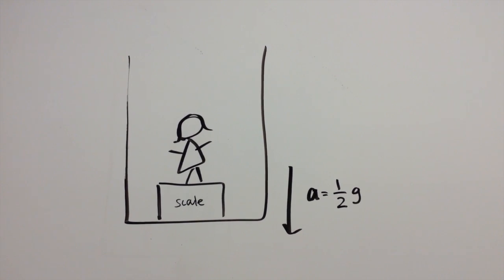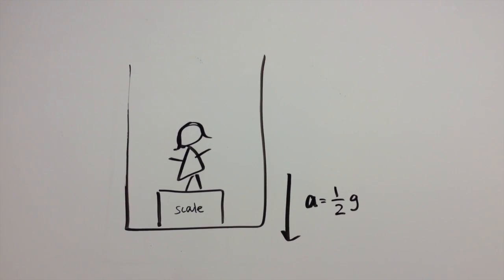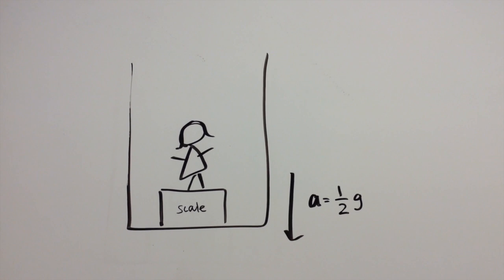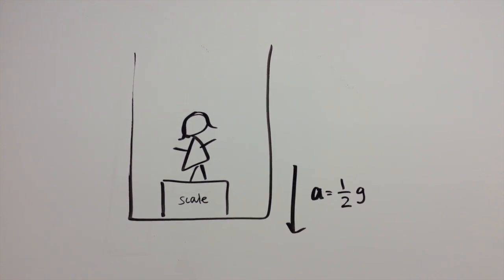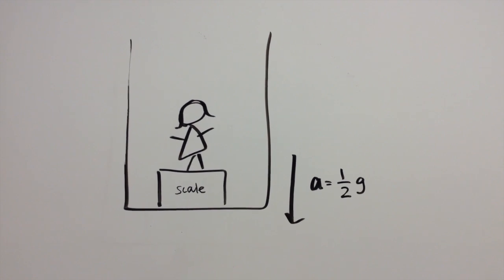A woman standing on a scale descends in an elevator that briefly accelerates at 1/2 of the acceleration of gravity downwards. During this acceleration, what does the scale read in comparison to her actual weight?